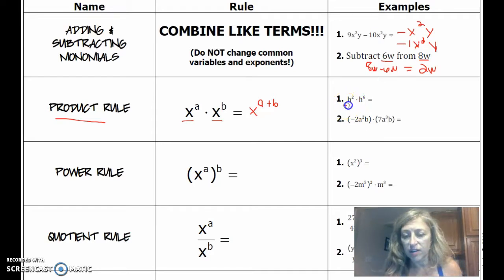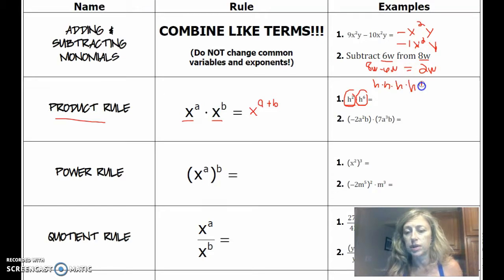In number 1, I have h squared, and I have h to the 6th. That means I have h times h, right? That's what h squared means. Write that down. If I have 2 h's there, and that means I'll have the product of 6 h's here. I'm going to write that as quick as I can. You need to write it on yours as well so you can see it.